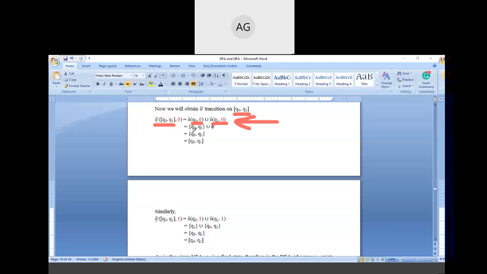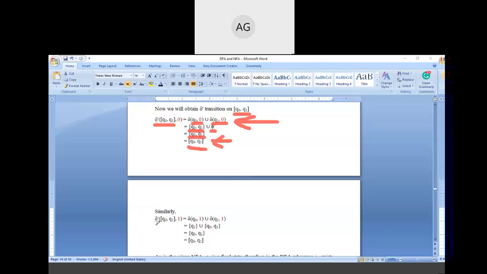From Q naught with 0 we get Q naught Q1, as we already have, and from Q1 with 0 we get phi. When we take the union of these two, we already know that the union of anything with phi gives the same result. So phi will not influence the result. That's why we get Q naught Q1 as the answer. In this way, Q0, Q1 with the input 0, we get Q0 and Q1.